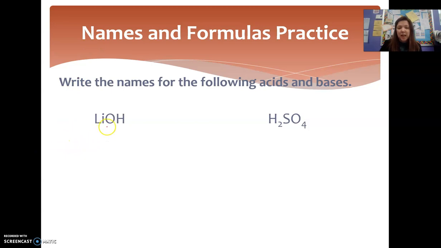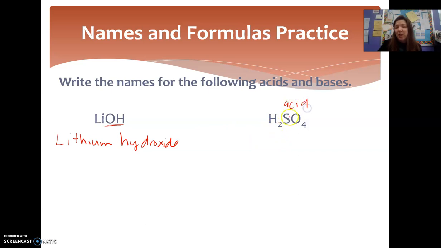First of all, is it an acid or a base? Remember, acids start with hydrogen, bases end with OH. If you see OH, you know it's a base, and they're easy. LiOH is just lithium hydroxide. Easy peasy. All right, H2SO4, it starts with H.